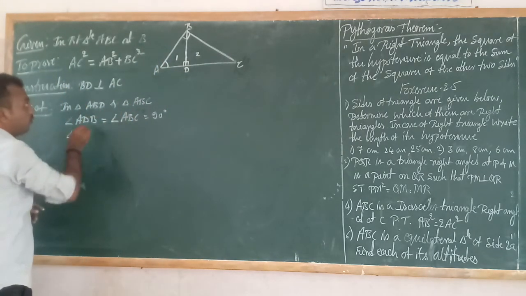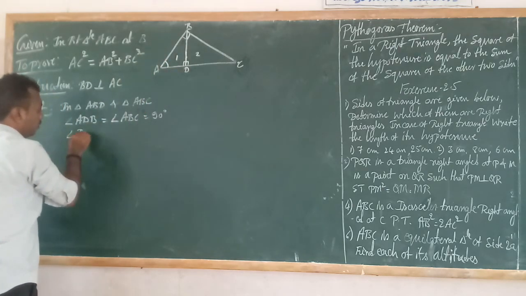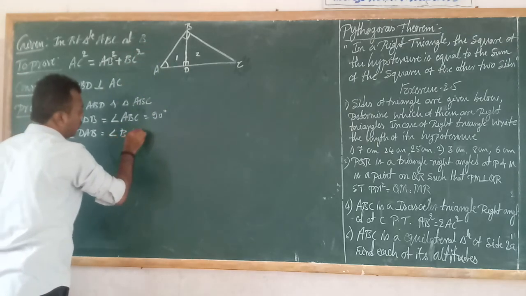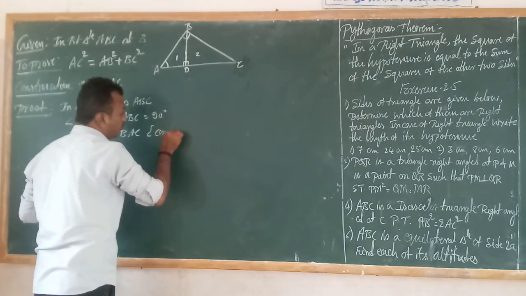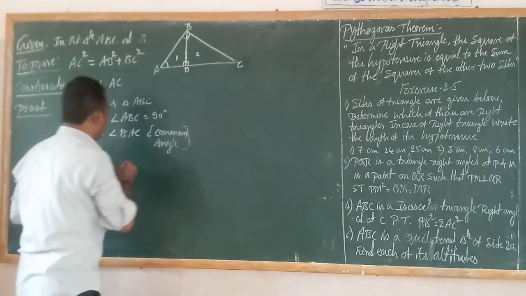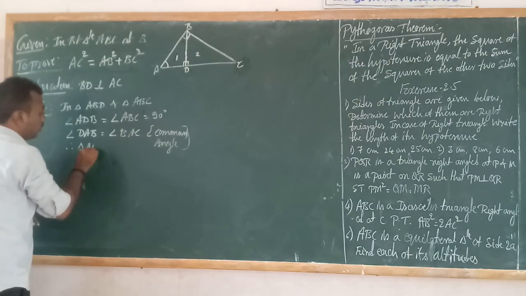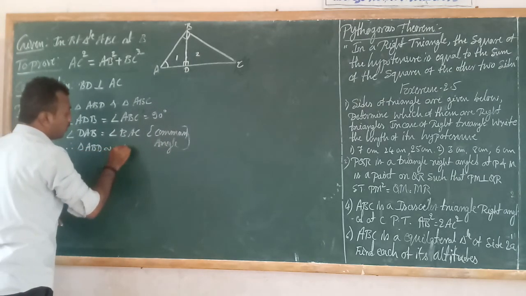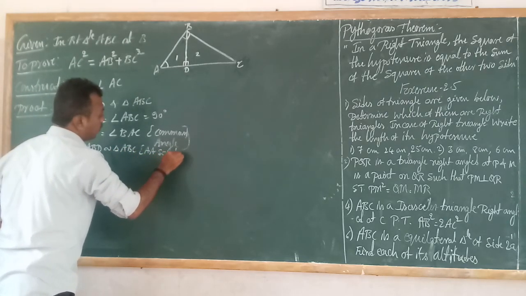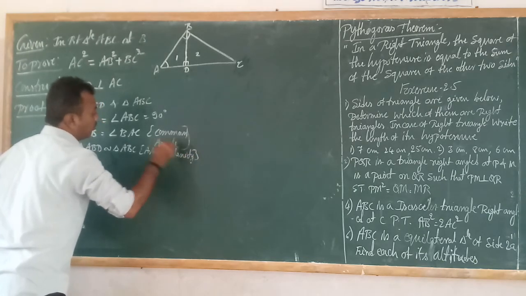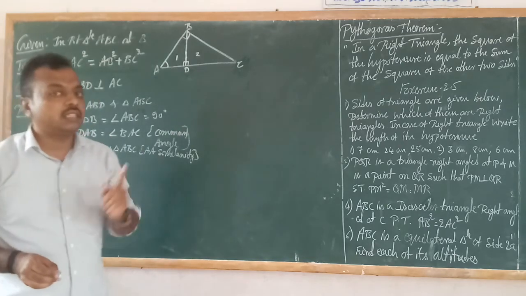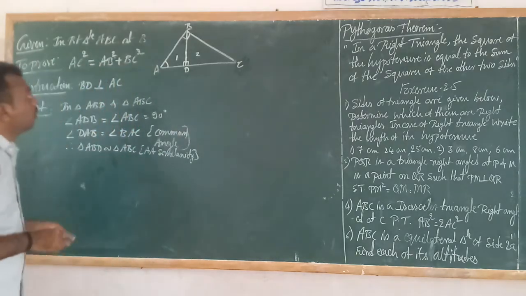Therefore, angle DAB is equal to angle BAC because of the common angle. Next, therefore, triangle ABD is similar to triangle ABC by the similarity criterion. Now, when the two triangles are similar, the corresponding sides are in the same proportion or same ratio.